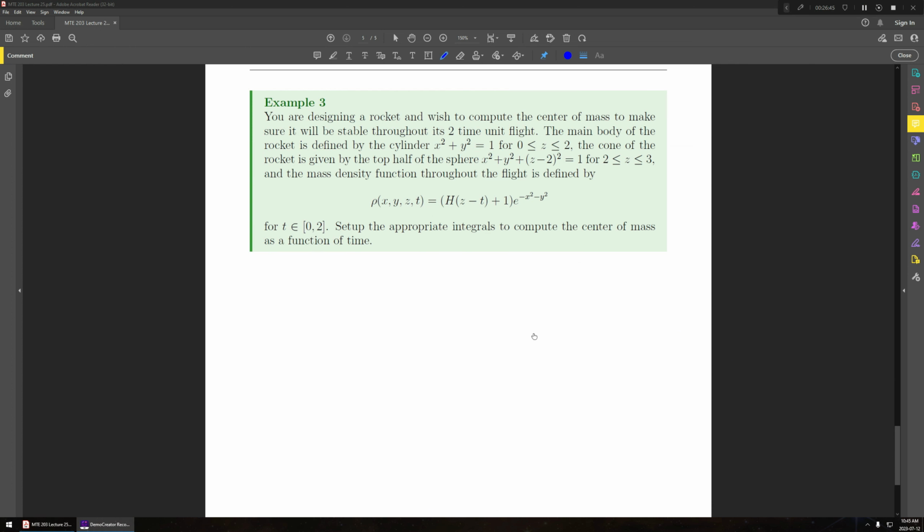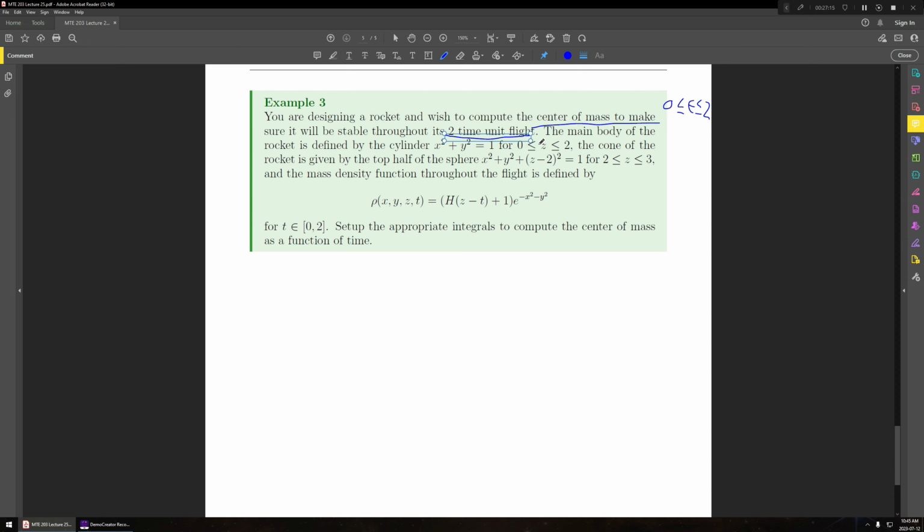Okay, some students I've noticed have struggled with word problems, so let's give a word-ish problem. You're designing a rocket and wish to compute the center of mass to make sure that it'll be stable throughout its 2-time unit flight. What this is really telling me is that t ranges between, say, 0 and 2. It's just saying it goes over 2 time units. I'm going to say 0 to 2, that's what was intended. So that's how to interpret that.